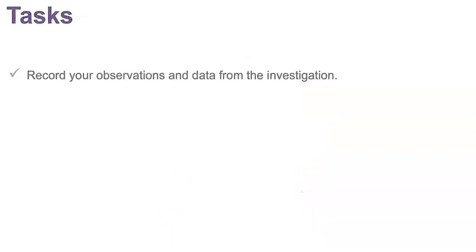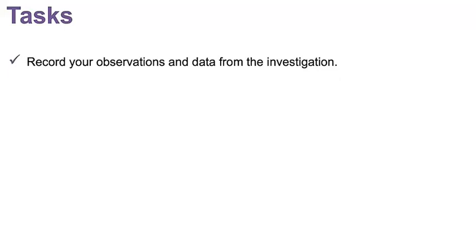Let's review your tasks for today. First, record your observations and data from the investigation. Then, respond to the question about your claim. What evidence would support or refute your claim about plant growth?